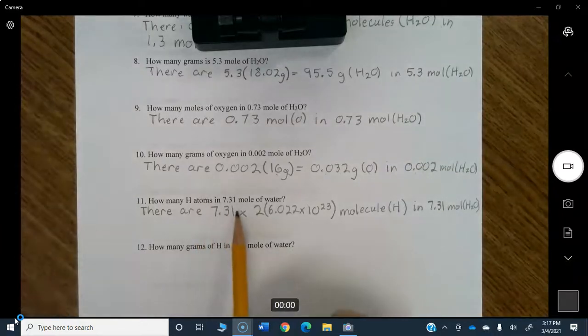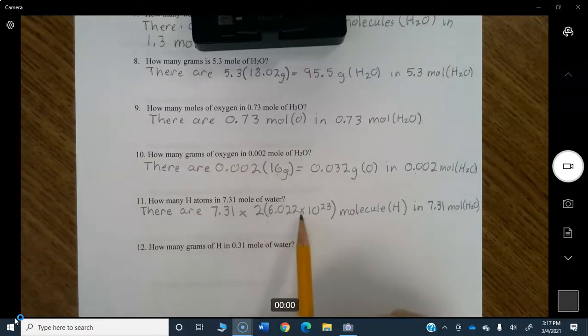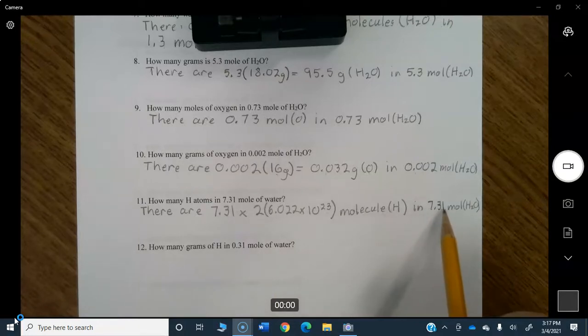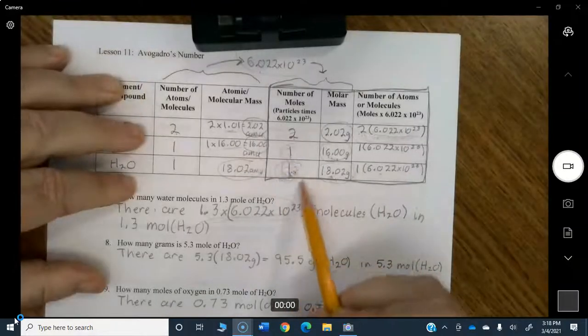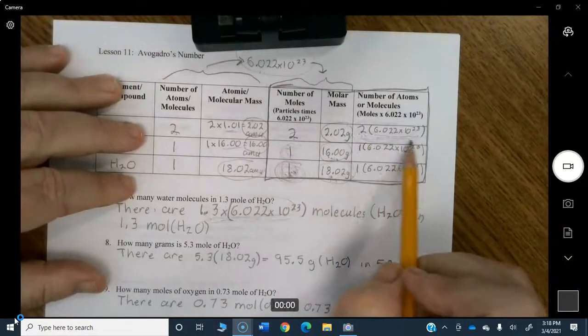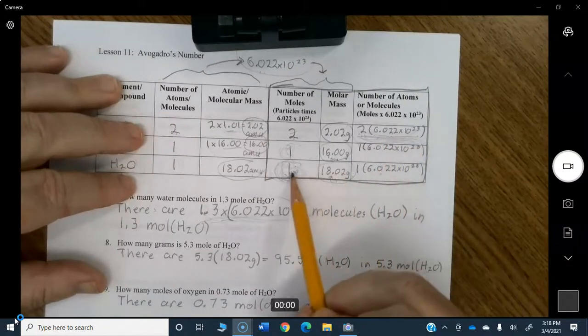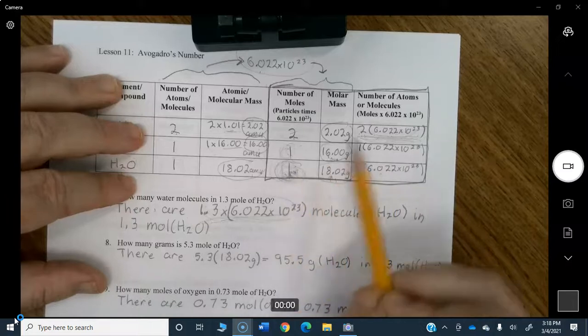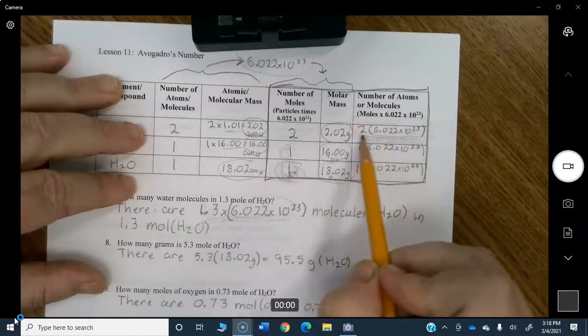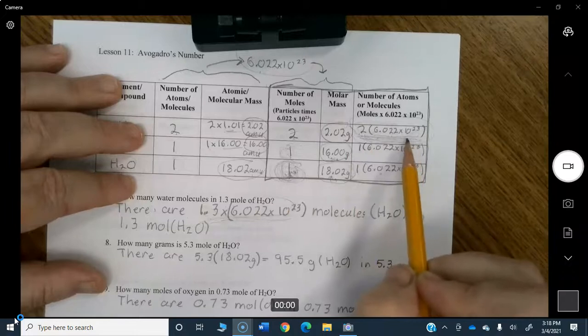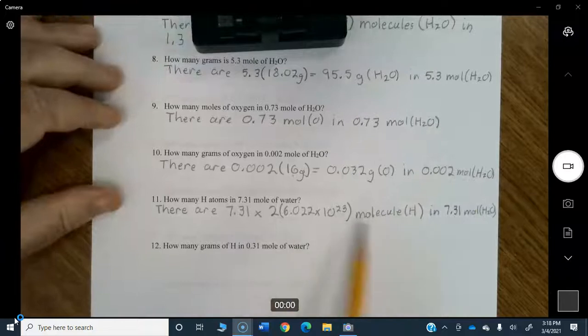Okay, so there's 7.31 times 2 moles. That's 2 times 6.022 times 10 to the 23rd atoms of hydrogen in 7.31 moles of H2O. So again, let's do that one more time. For 1 mole of H2O, I need this many atoms of hydrogen, 2 times this. If I want 7.31 times this, I need to take this entire term, including the 2, and multiply that by 7.31. And so that's what we did down here.